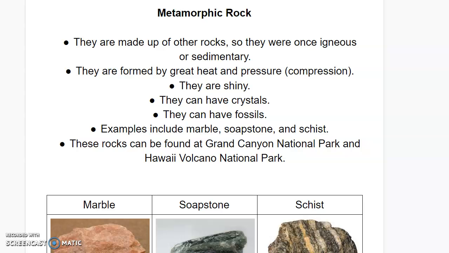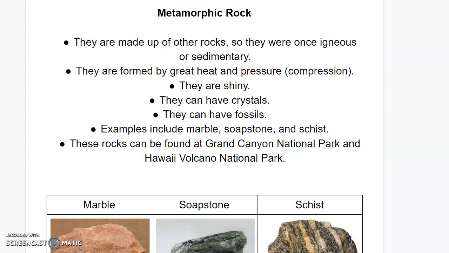process called compression. So something that was sedimentary rock was compressed and turned into metamorphic rock, or something that was an igneous rock was compressed because of heat and pressure, which is towards the Earth's core, and turned into metamorphic rock. So metamorphic rock takes the longest to create because it had to come from those other rocks.